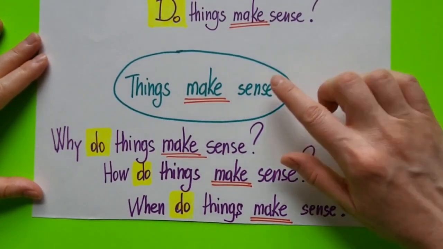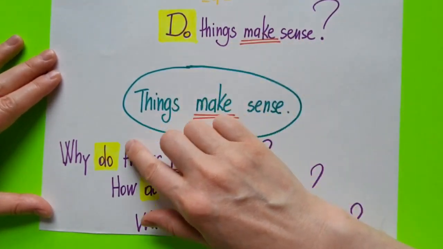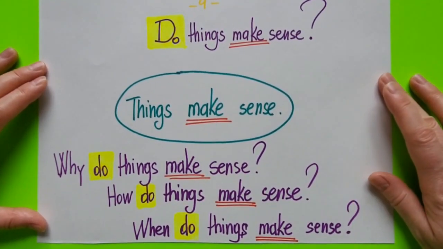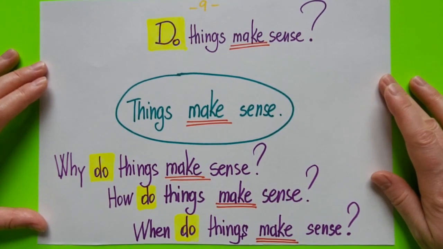As you can see, since the main verb is make, the helping verb is going to be do, right? Okay, that's how we form questions in present simple when the main verb is present.